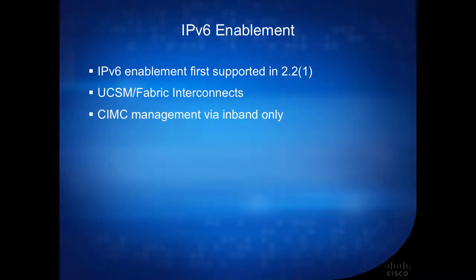Customers are now looking to roll out IPv6 in their data centers. UCS introduced this capability starting in the 2.2.1 release. So now users can configure the Fabric Interconnect and UCSM with an IPv6 address, along with the server CIMC. So now users can log into UCS and do their traditional service profiles, their templates, their policies, all through IPv6. Their CIMC can now also be managed and communicated through IPv6 as well.